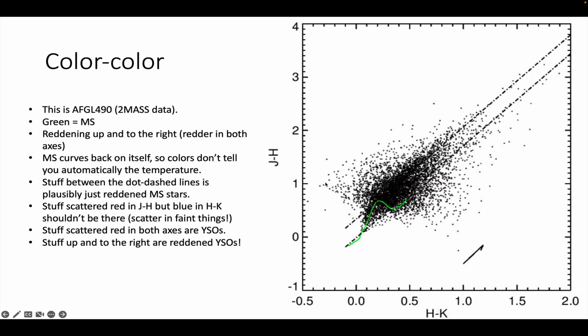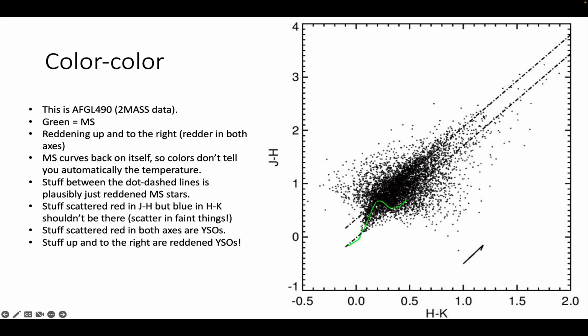Here's a color diagram from 2MASS again. So here's J minus H versus H minus K. So now the numbers are increasing properly, mathematically correctly, increasing up and increasing to the right. And reddening is going to push us redder in both of these axes, so up and to the right. Here's the main sequence. Look, it's curving back on itself. So the colors are not going to tell us automatically anything about the temperature.